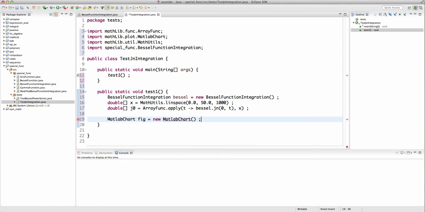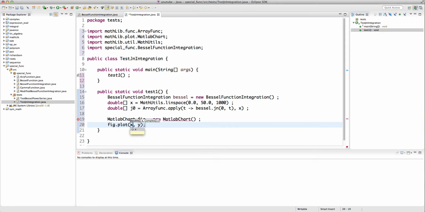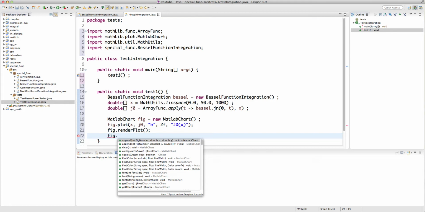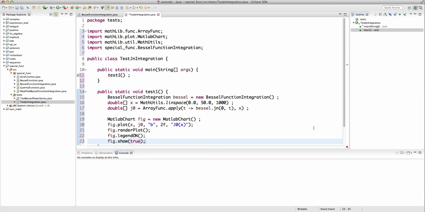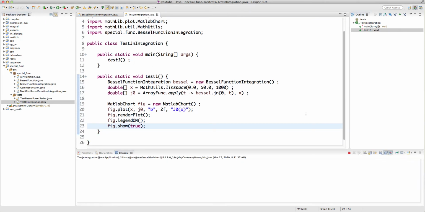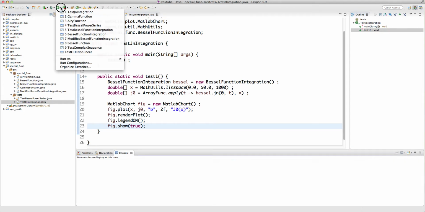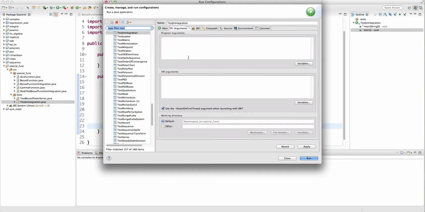Let's call this the MATLAB chart, fig.plot x and j0, and I'm going to plot it with b, the 2f, the line width, and the label is j0 of x. And then I'm going to render the plot, legend on, and then fig.show with the exit flag. Run it. It doesn't show the figure because I'm on a Mac, so I have to go to run configuration. In the VM arguments, I have to remove this check.